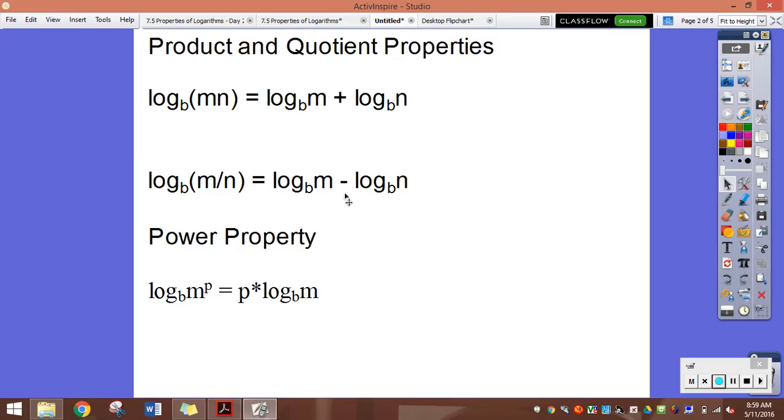and subtract them. And then the power property states that if I have an exponent here, so if I have log base b of m to the p power, that exponent can then be moved to in front of the logarithm and then multiplied by the logarithm. So these three properties are properties that I can use to manipulate logarithms so that I can solve equations. So it's just a way of rewriting to make solving easier. So let me show you how to apply these properties.